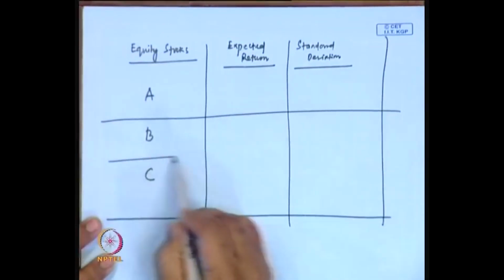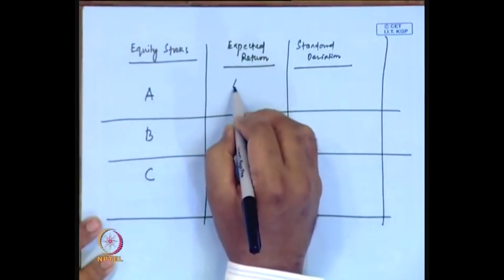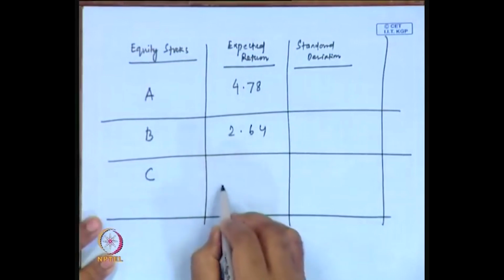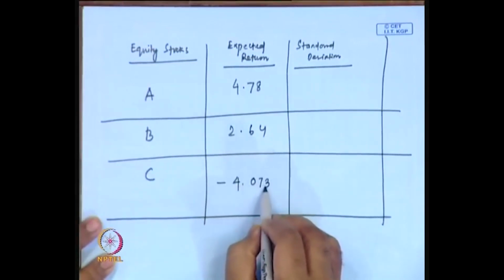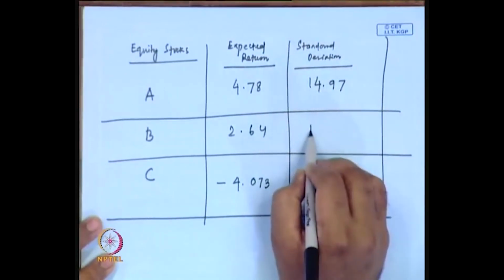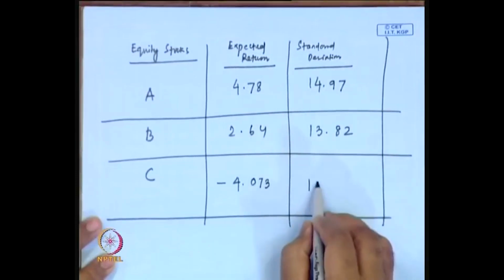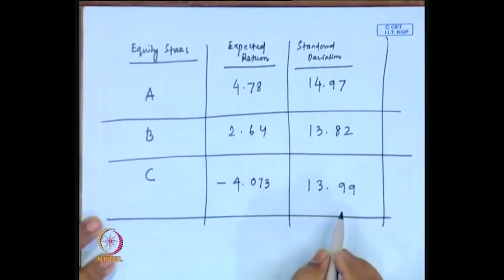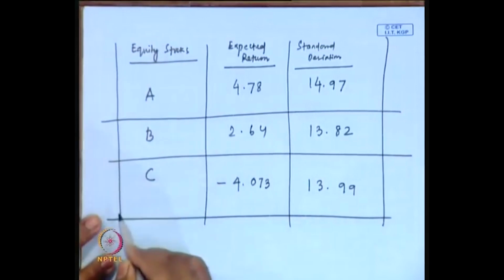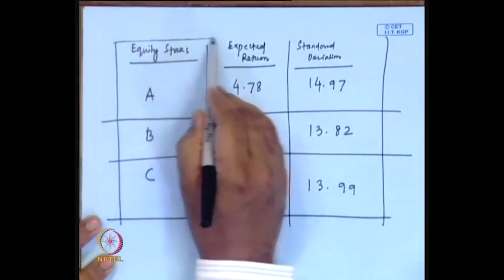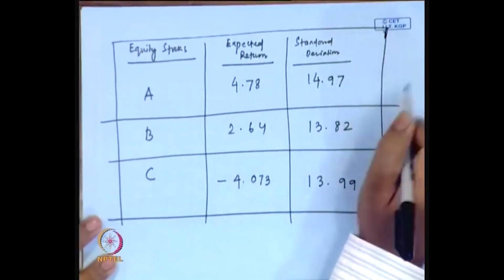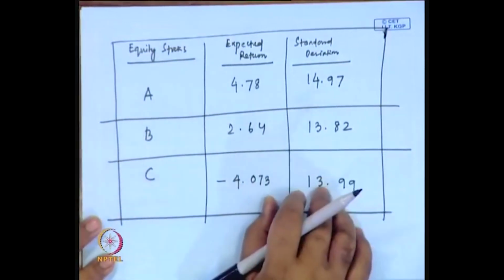Then let your expected return here be 4.78, here 2.64, here minus 4.073. Let the standard deviation for this stock be 14.97, here 13.82, and 13.99. That means in this case we are trying to explain that you have already decided that, of all the stocks available to you, these are the stocks that should be considered in your portfolio.